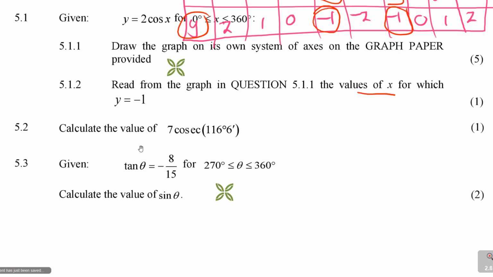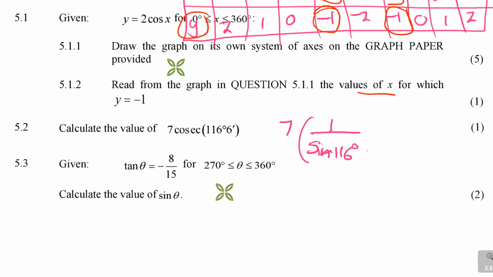Then, by the way, this one, calculate the value of this. Guys, careful. 1 mark looks simpler, but they will need a calculator now. They don't want you to stress here. But look at this, 7 cosec this. Don't forget, it's 7 bracket. Cosec is 1 over sine, please. You can't have cosec in your calculator, so you must convert it. You must remember cosec is what? Is 1 over sine.